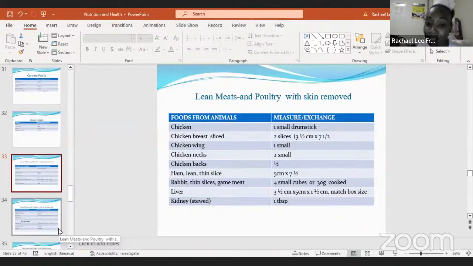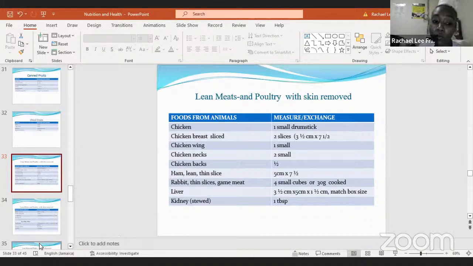All right, for the rabbit, it says thin slices, or the game meat is 4 small cubes or 30 grams cooked. The liver, 3.5 centimeters by 5 centimeters by 1.5 centimeters, and it says you should max the box size. Sometimes we cut the liver into boxes, so that is how small it should really be. Your kidneys, it says the kidney should be 1 tablespoon.